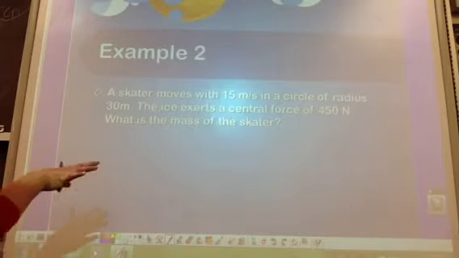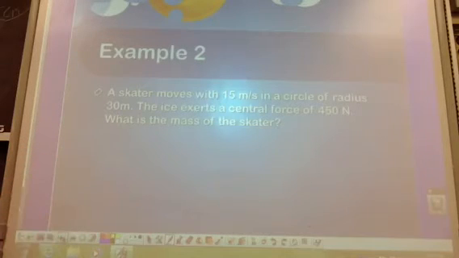So let's do one with centripetal force. It says a skater moves with 15 meters per second in a circle of radius 30 meters. The ice will exert a central force of 450 newtons. What is the mass of the skater?